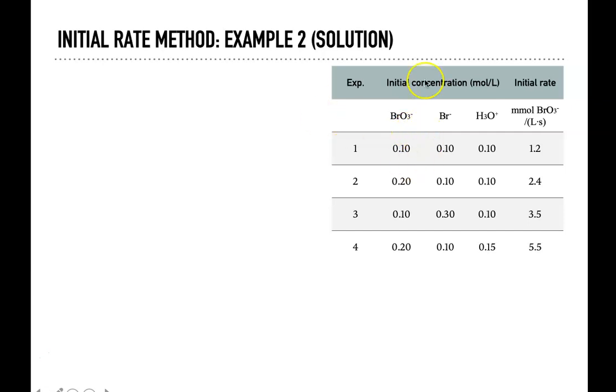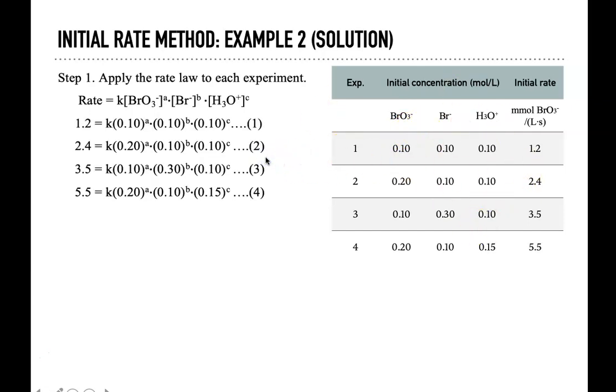Now, let's translate this and calculate the reaction rate. First, remember rate is the rate constant multiplied by the first reactant to the power of a, the second reactant to the power of b, and the third reactant to the power of c. Then plug each experiment 1, 2, 3, 4 into this general rate equation. Then we have this equation. For example, 1.2 is equal to K times 0.10 to the a, 0.10 to the b, 0.10 to the c.